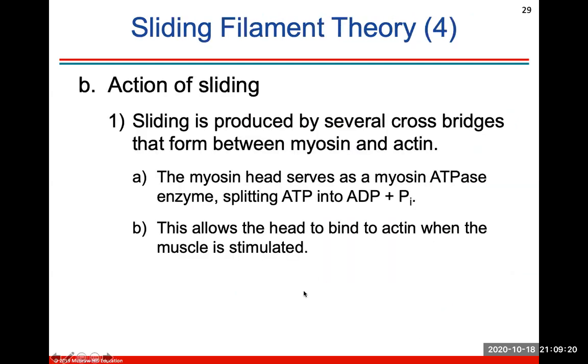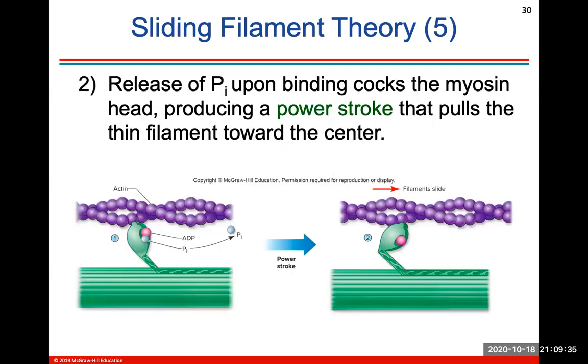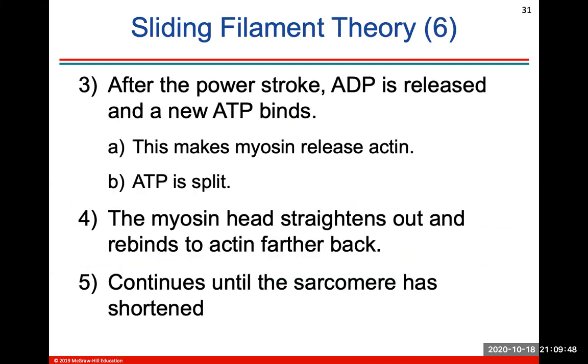The action of sliding is produced by several cross bridges that form between the myosin and actin. The myosin head serves as a myosin ATPase enzyme. It splits the ATP apart, and this allows the head to bind to actin when the muscle is stimulated. So this release of the phosphate group upon binding will cock the myosin head, producing a power stroke that pulls the thin filament towards the center, and it slides the thin past the thick filaments.